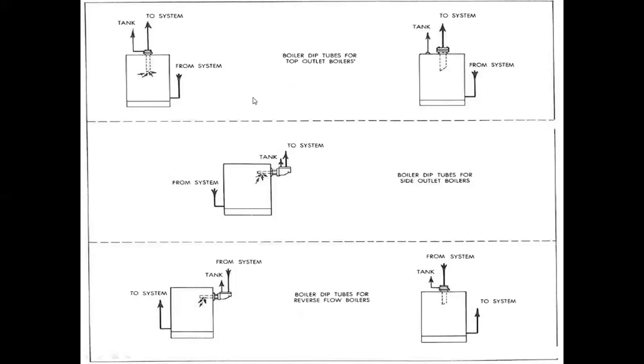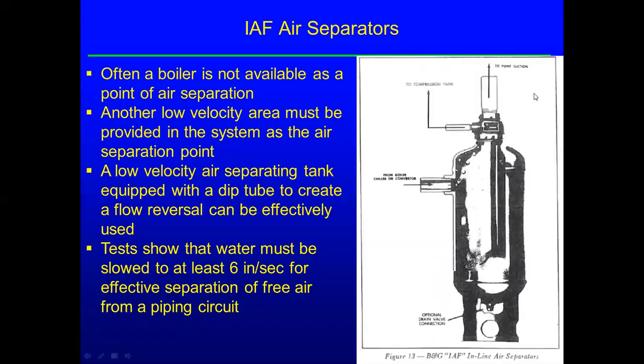So, different configurations, boiler dip tubes for top outlet boilers can look like this from system. You can have them styled like this, where the air stays in the boiler and is vented this way, or it can be handled all by the dip tube. On the side, it looks like this, and dip tubes for reverse flow boilers can look like this. But at any rate, that's an effective way to remove the air from the system.